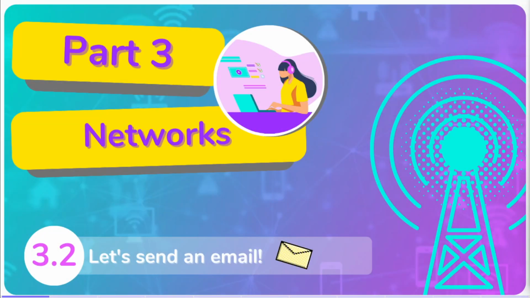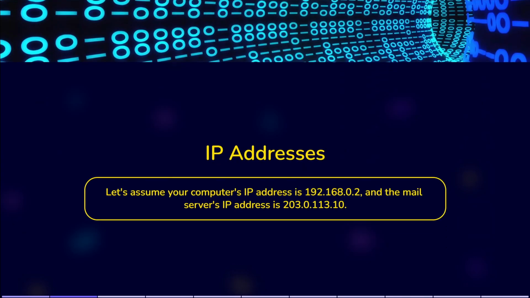Let's send an email. Let's walk through an example of how you send an email and how it flows through the concepts we've already discussed. IP addresses. Every device involved in the email communication, including your computer and the mail server, has an IP address. Let's assume your computer's IP address is 192.168.0.2, and the mail server's IP address is 203.0.113.10.